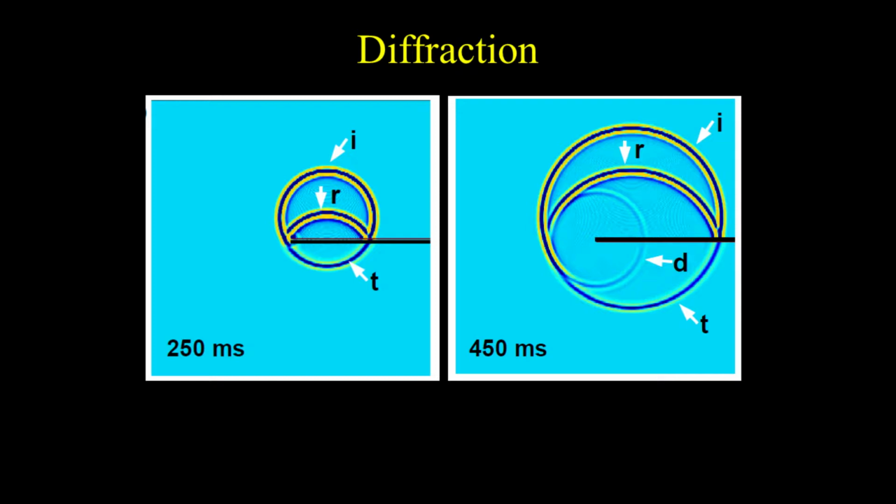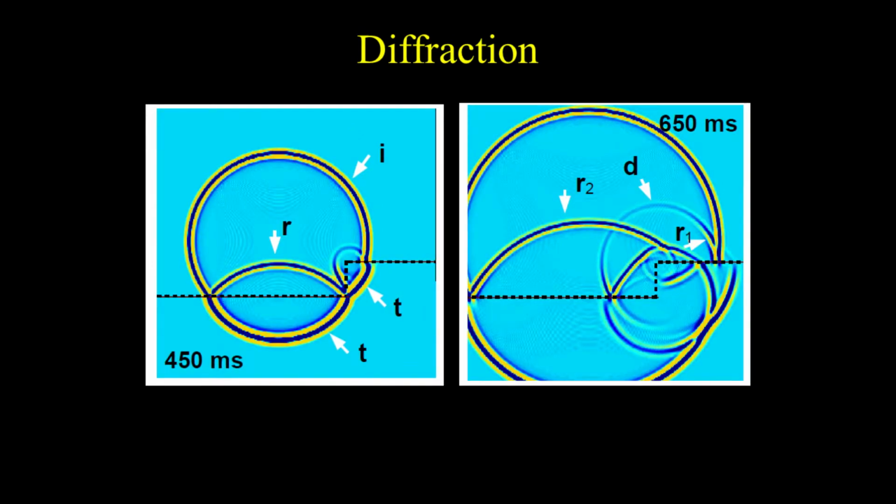This wavefront, denoted by D, radiating from the top corner of the broken stratum, is a diffraction. This diffraction, in turn, changes to a wavefront of greater curvature, which is a diffraction from the low corner of the broken stratum.